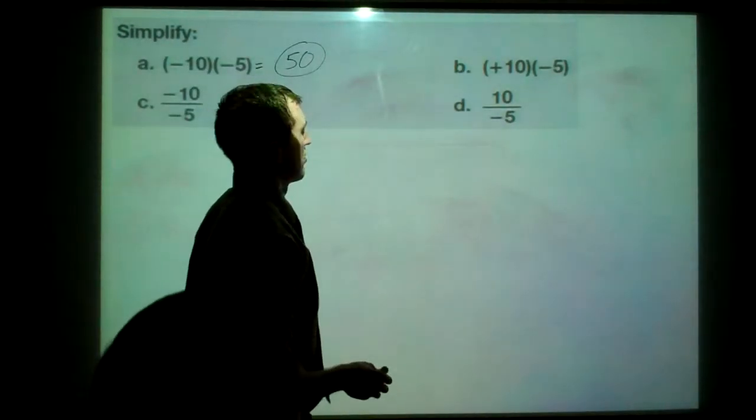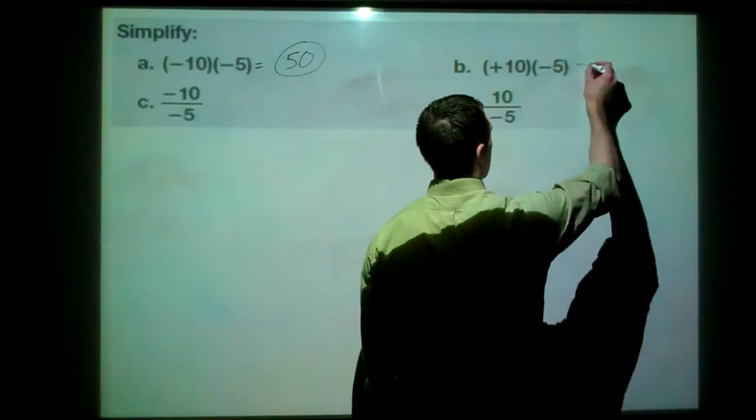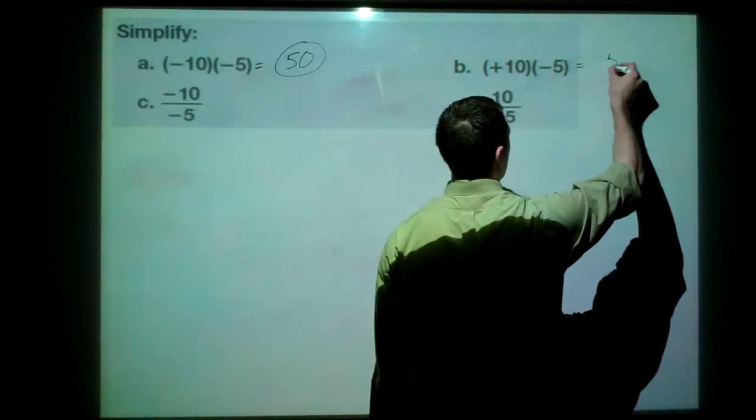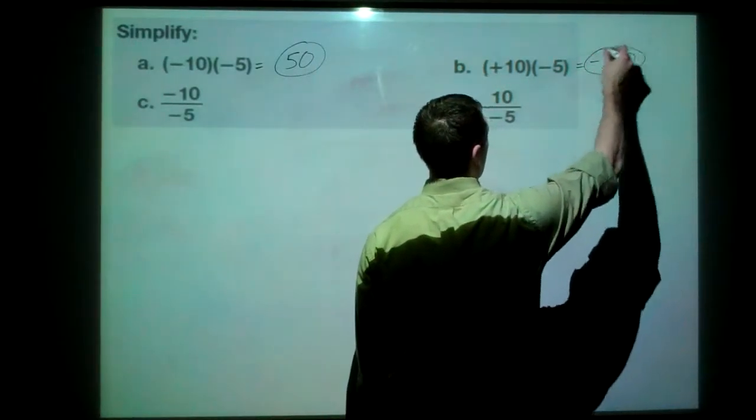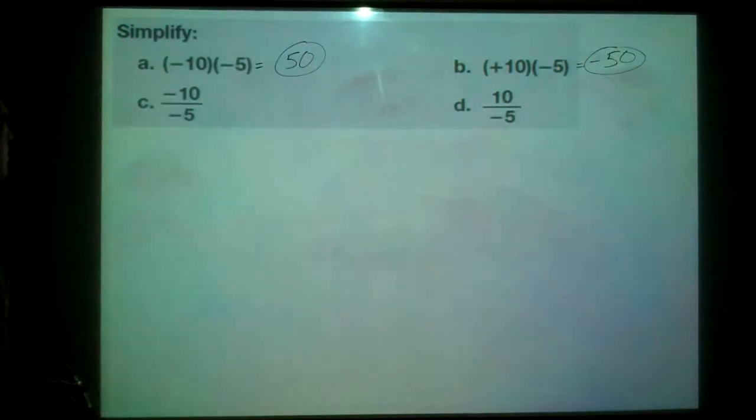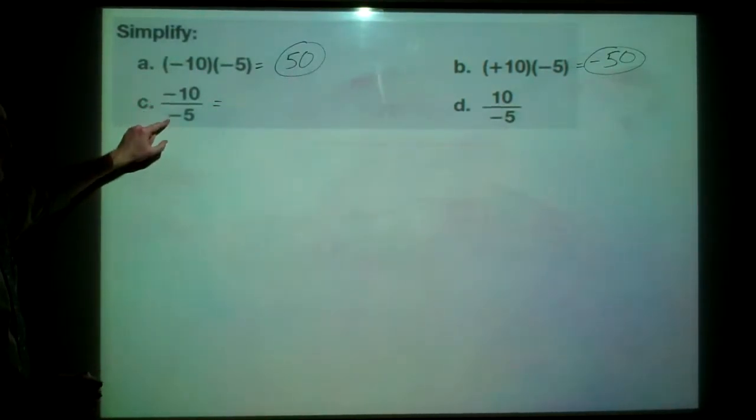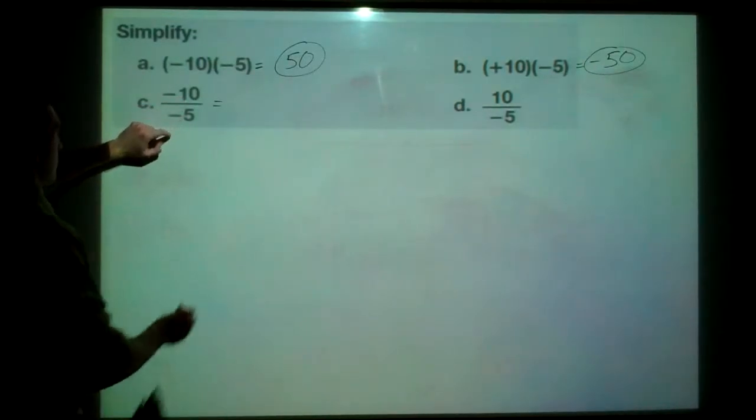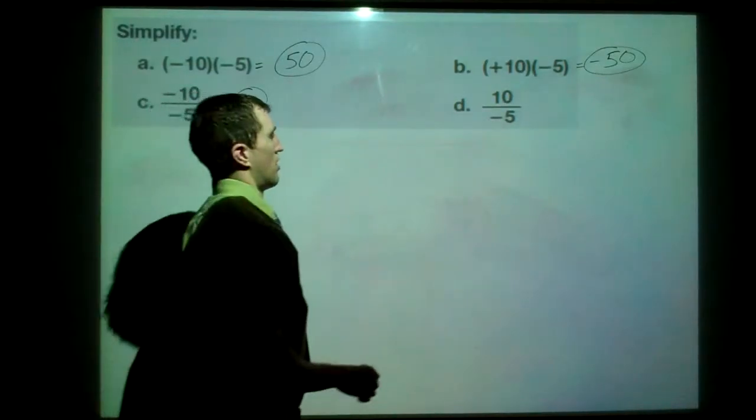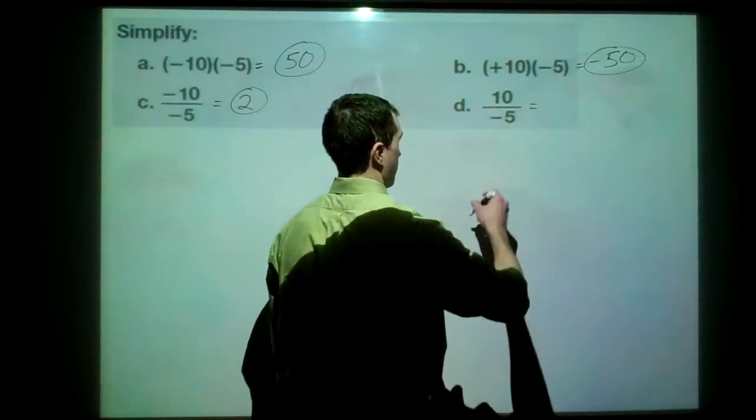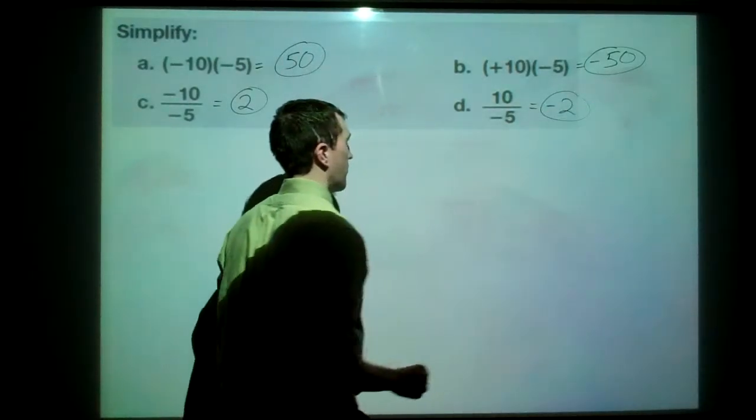Now, B, positive 10 times negative 5. Multiply our numbers first: 5 times 10, 50. And we have different signs, so we're going to get a negative. Alright, C. Same signs, we should get a positive. 10 divided by 5 is 2. And lastly here, positive 10 divided by negative 5. Different signs, we're going to come out with negative 2.